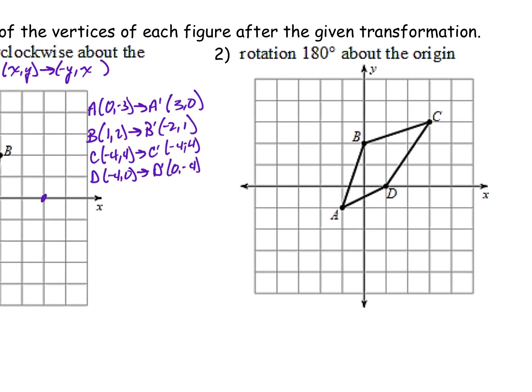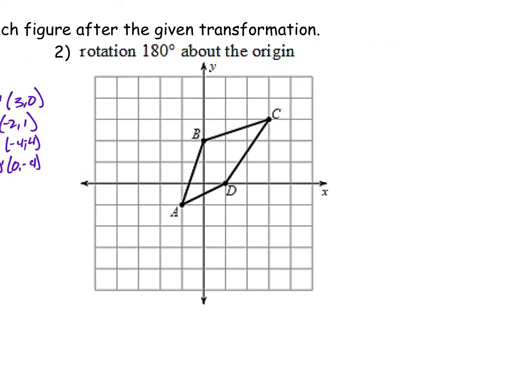Okay, so what's the rule if I'm rotating it 180 degrees? Both x and y change. And do they switch places? No, they just change. Good. So it becomes -x and -y. Beautiful. So A is located at -1, -1. Yes. So it becomes A prime, which is what? 1, 1. Beautiful.